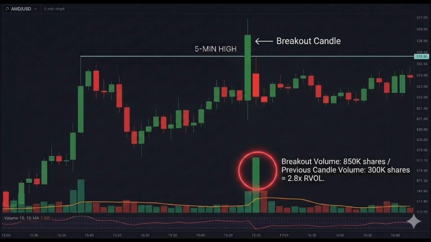Let's take it a step deeper and look at relative volume, or RVOL. RVOL compares the current volume against the stock's historical average for that exact time of day. To make this dead simple for you to execute without overcomplicating your screen, we use the rule of 2. When the candle that breaks your 5-minute high closes, its individual volume bar must be at least 2 times larger than the volume bar of the candle immediately preceding it.